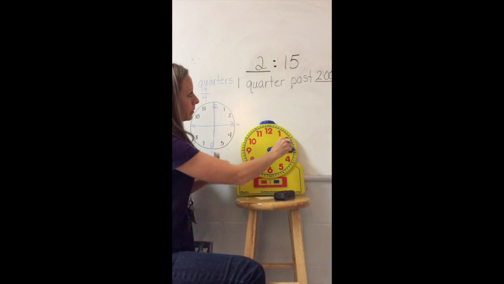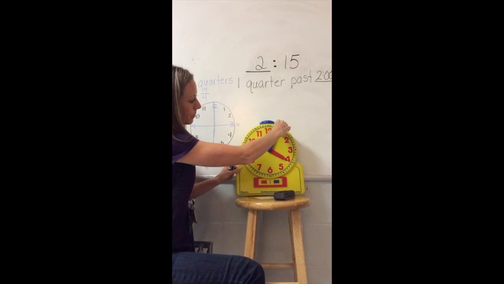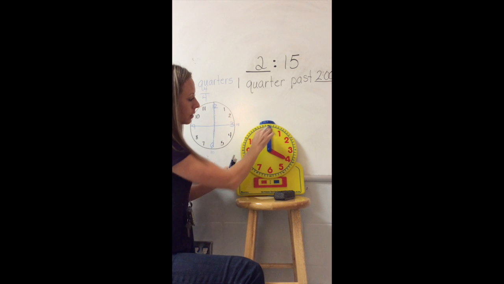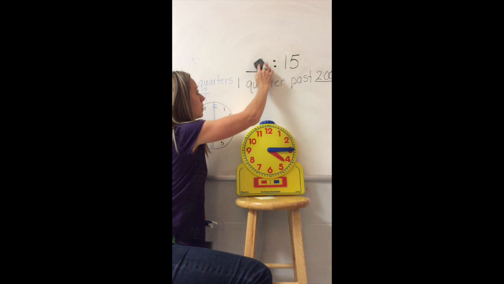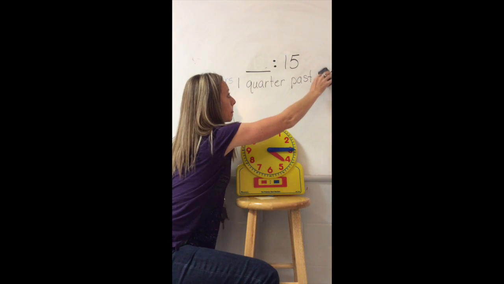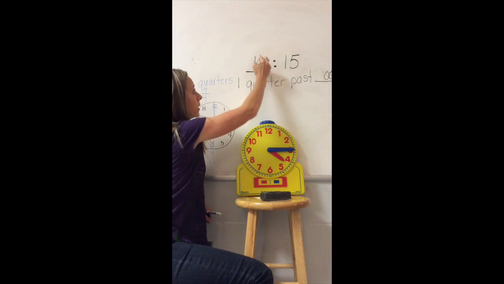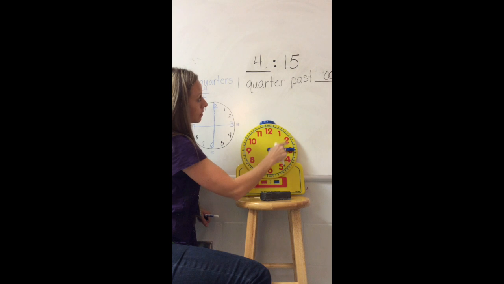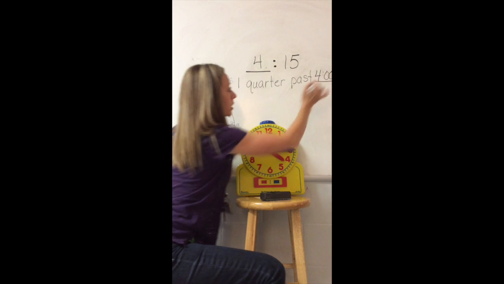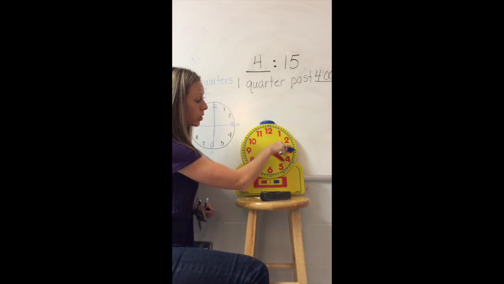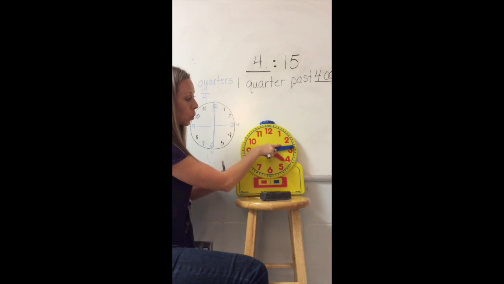So quarter past 2 would be 2:15, or 1 quarter past 2 o'clock. Let's try it with a different one. Here we have 4 o'clock. What time do we have now? That's correct. We have 4:15, or 1 quarter past 4 o'clock, because we've gone 1 quarter past 4 o'clock has already passed. 1 quarter.